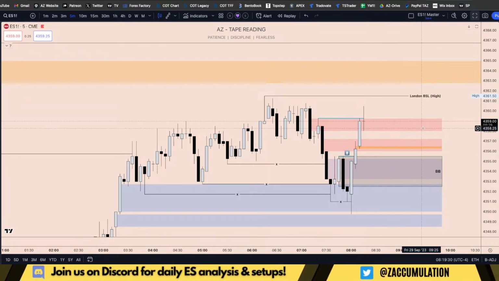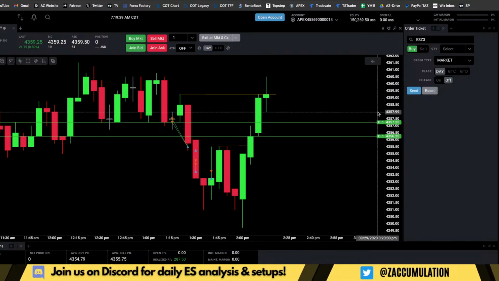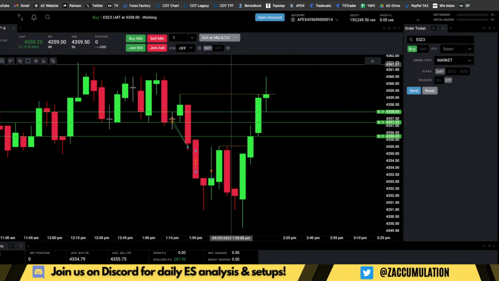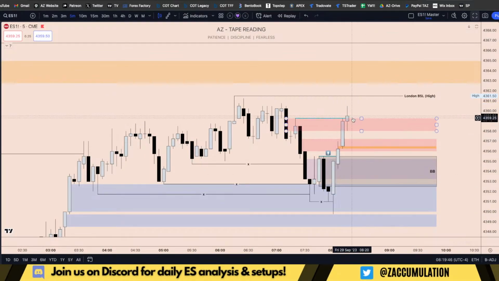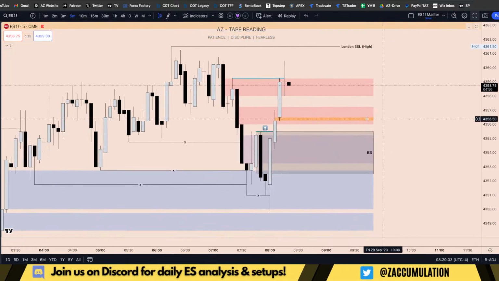30 seconds to go. Let's see. If this candle stays like it is, I'm going to place a limit at 4358. 4358 by 1 limit. Do we close above? Let's see. 6, 5, 4, 3, 2, 1. We do not. Perfect. So I get my first entry right here on this bullish fair value gap. Another one down here. And then we see how we go.